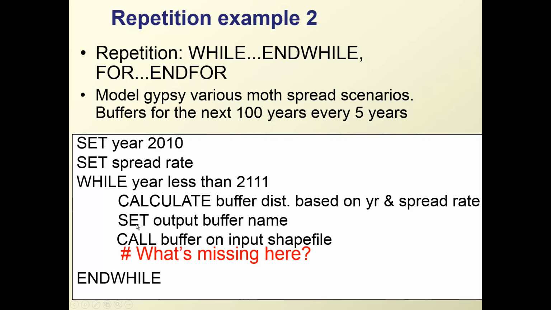And why do we want to set the output buffer name inside of this while loop? Why wouldn't we want to set it up here where we're setting everything else? Yeah, we want to have a different output. We want to have a bunch of different output files, right? So if we set the output file name up above before we start doing the repetition, we're only going to have the same output name every time. So that needs to happen inside of the repeated steps. Call the buffer tool on the input shapefile. We need to have something else here before we end the while.